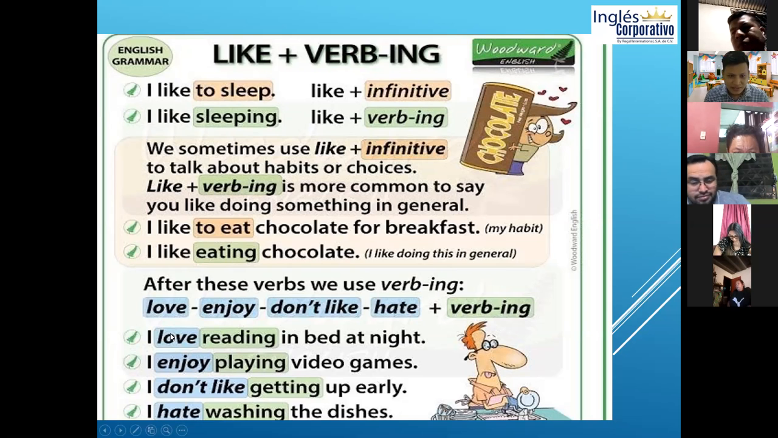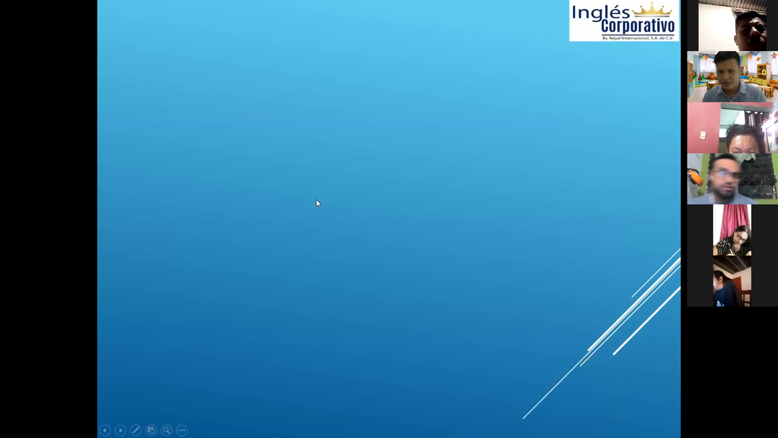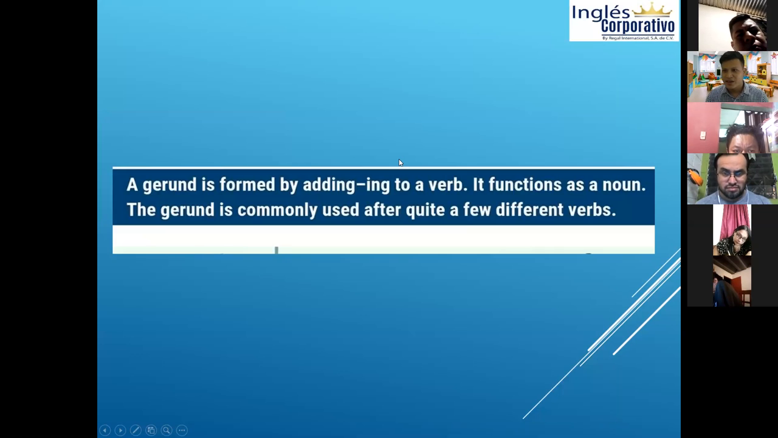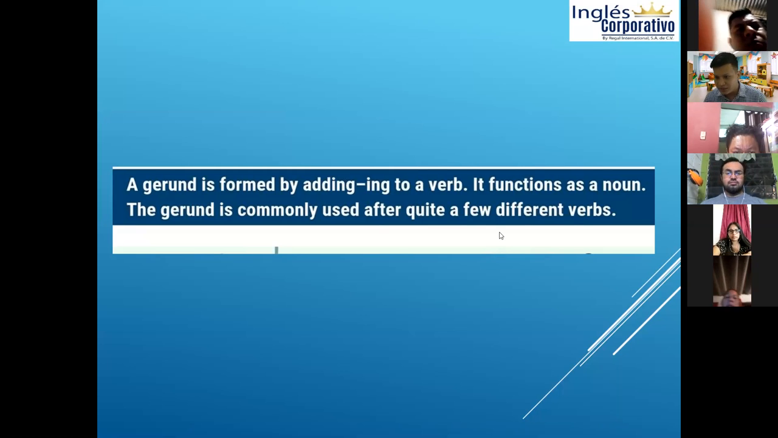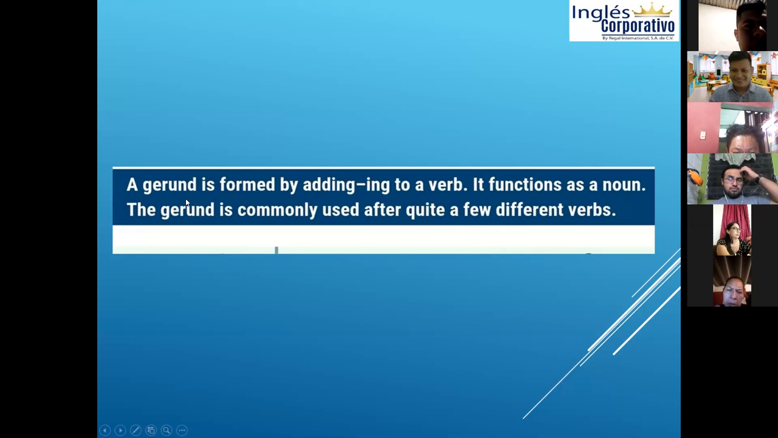Okay, after like, love, enjoy, don't like, and hate. Okay, it's clear? All of this is clear? Yeah? Okay, I hope so. Okay, right now we get a short meaning of the gerund. Okay, I need somebody to help me to read it, please. Marlon, Ernesto, go ahead. Because of the time, we're going to run quickly, right? Go ahead, Marlon. A gerund is formed by adding ing to verbs.